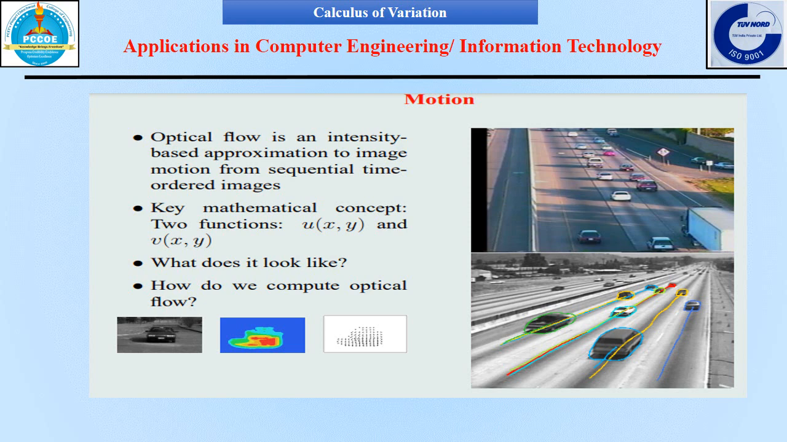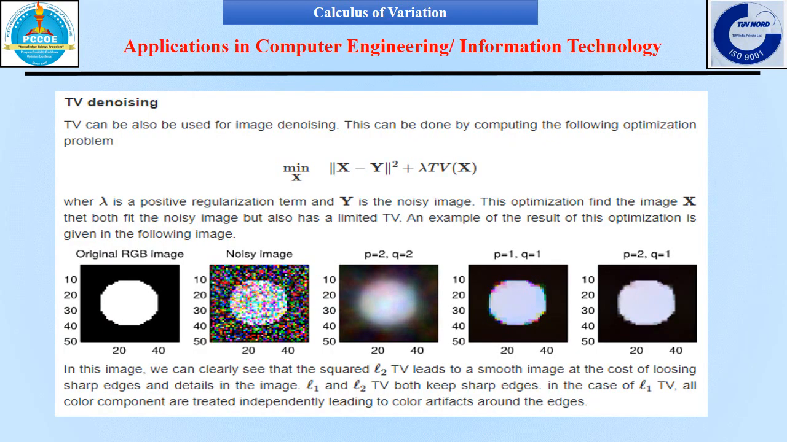Also it is used in optical flow. Optical flow is the pattern of flow or motion of an object, in which we can use calculus of variation, where u of x, y and v of x, y are the terms dependent on velocity and time. Then TV denoising, that is total variation. If we want to minimize the variation, it is applicable with optimization to get the improved image.